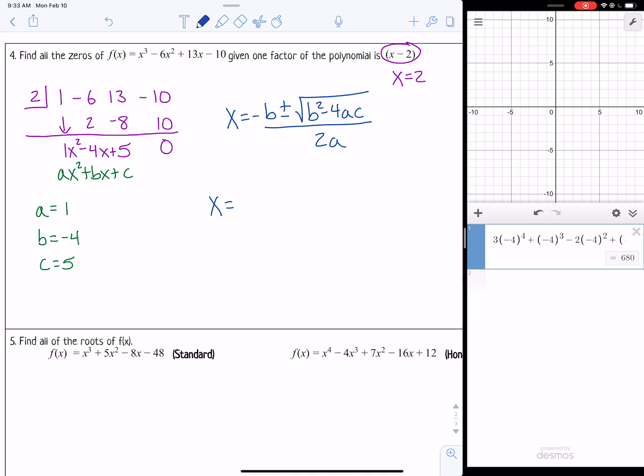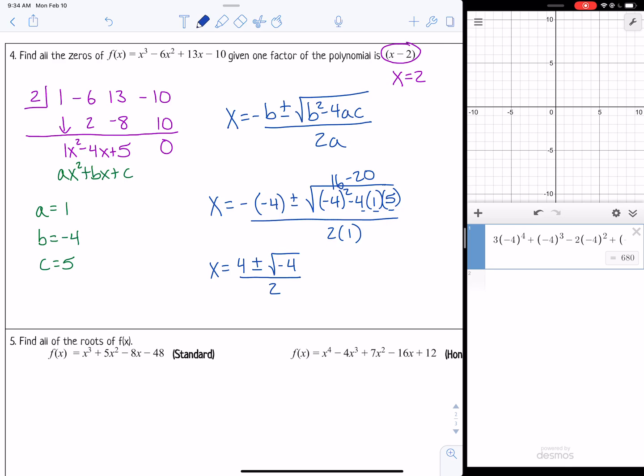So let's put x equals negative b, so negative 4 plus or minus the square root of b squared, so negative 4 squared minus 4 times a, which was 1, and c, which is 5, all divided by 2a, which was 1. And then you just need to clean that up. So negative 4 would be positive 4, plus or minus the square root. And you could say negative 4 squared is 16, and then 4 times 1 times 5 is 20. So 16 minus 20 is negative 4. And then 2 times 1 is 2.